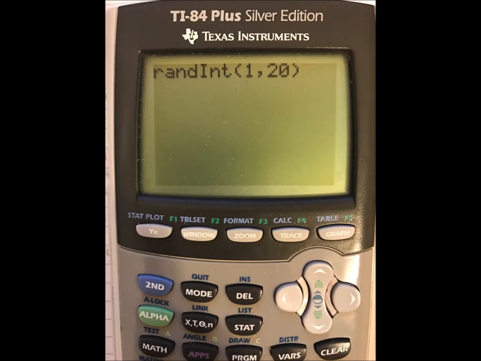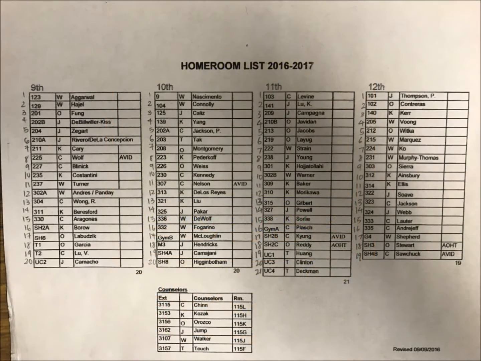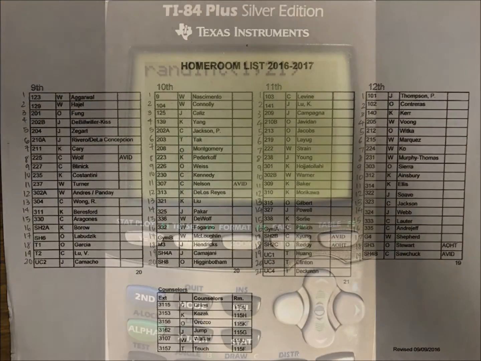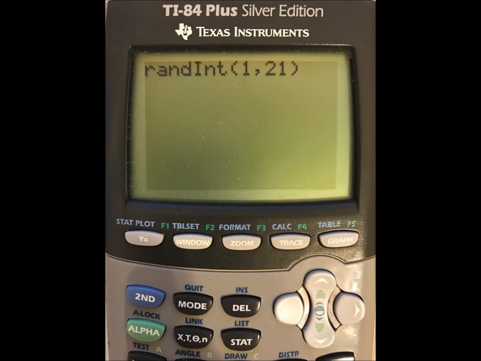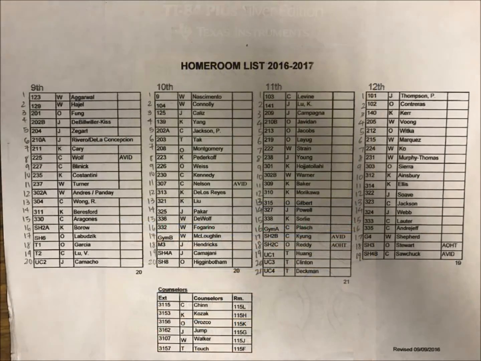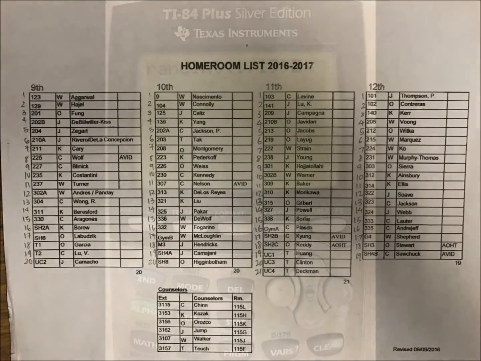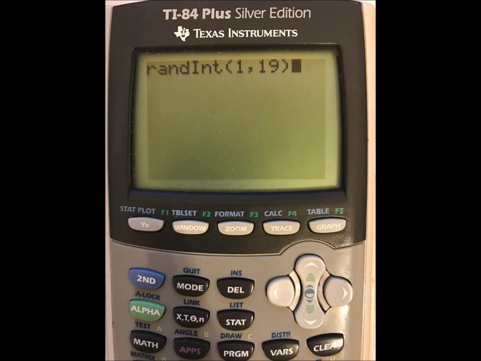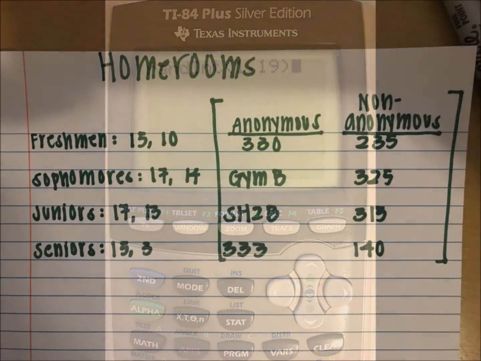record the corresponding homerooms. Since the total amount of junior homerooms is 21, we labeled the homerooms numbers 1 to 21 and used random integer 1 to 21 to record the corresponding homerooms. For seniors, we labeled the senior homerooms number 1 to 19 and again used the random integers 1 to 19 to record the corresponding homerooms.